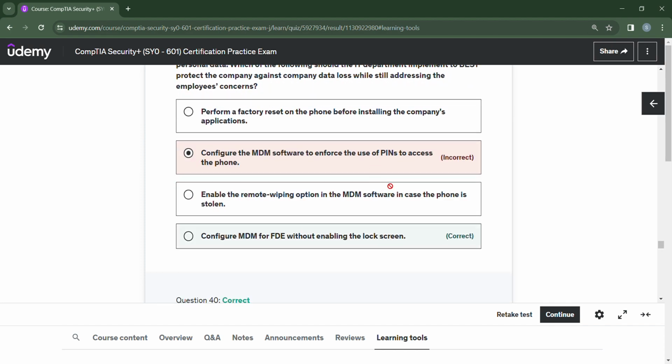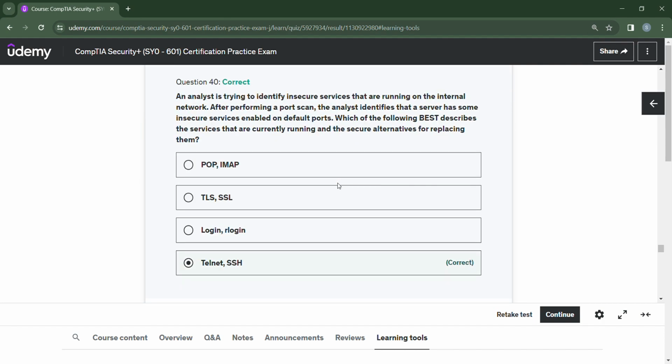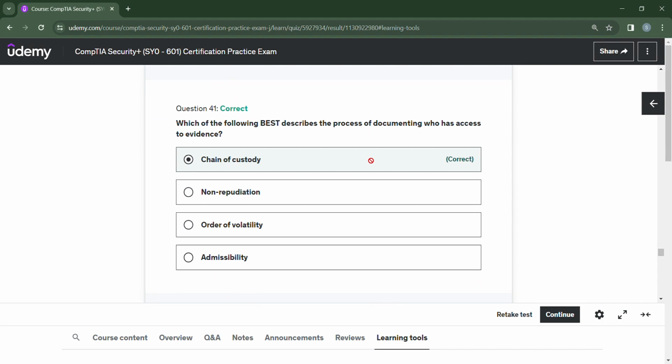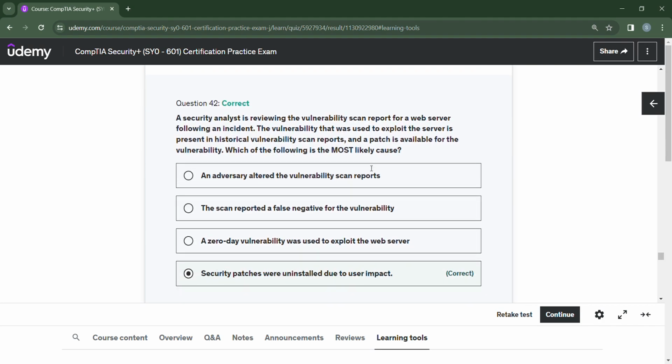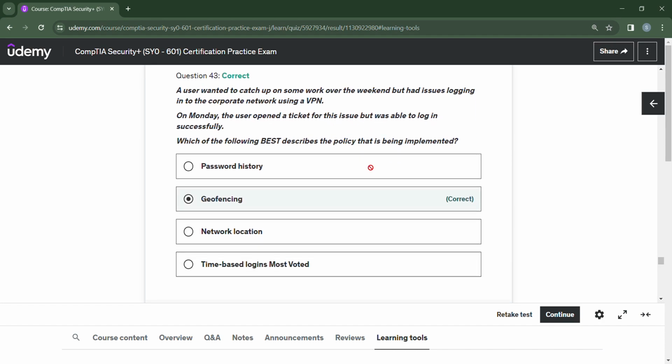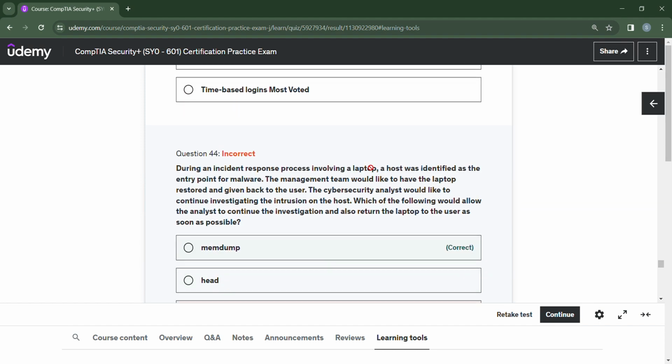So enforce the use of pins. I got that one wrong. Telnet and SSH for the unsecure protocol being Telnet and the secure replacement being SSH. Chain of custody to describe who is in possession of the documentation of evidence. Yep, so security patches were uninstalled due to user impact. Geofencing to catch up on work over the weekend, so I guess it was due to his location.